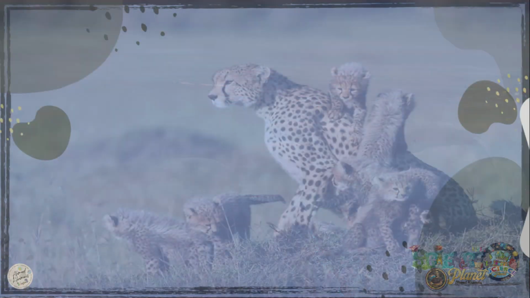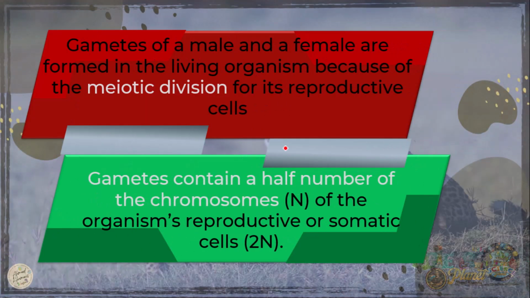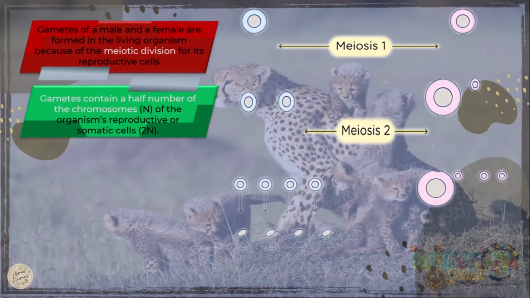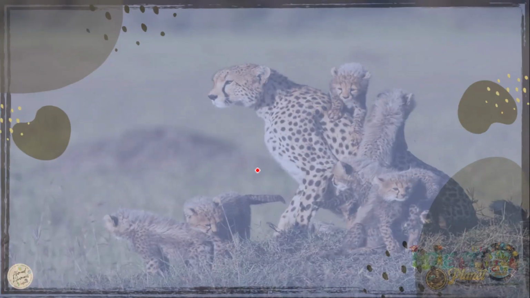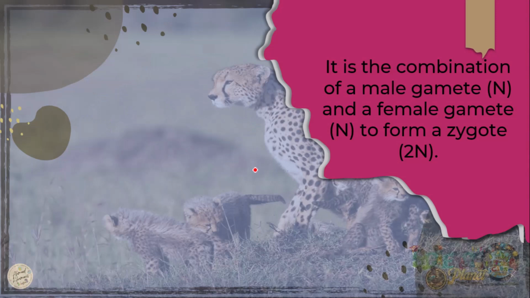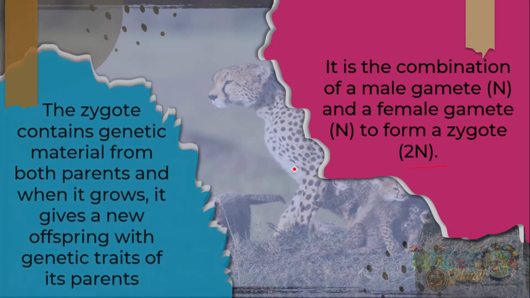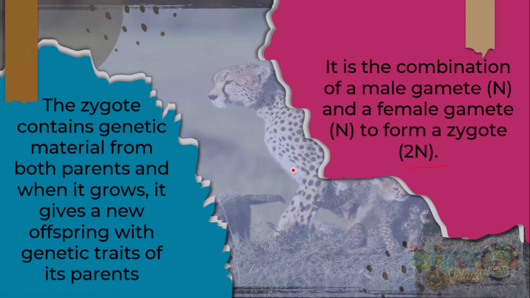In gamete formation, the male and female gametes form in the living organism's reproductive organs by meiotic division, and the gametes contain half the number of chromosomes of the reproductive somatic cell. Fertilization is the fusion of the male gamete and the female gamete forming a zygote, and the zygote contains material from both parents, and when it grows, it gives a new offspring, which will form new gametes containing half the number of the genetic material.